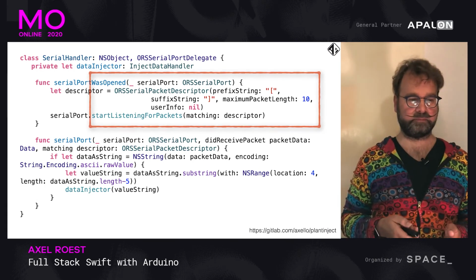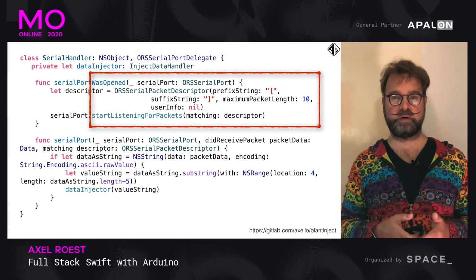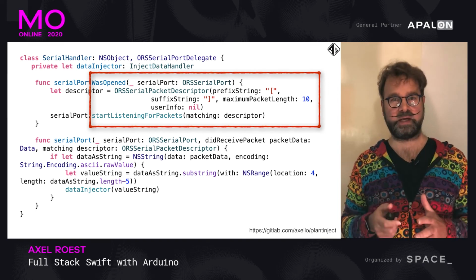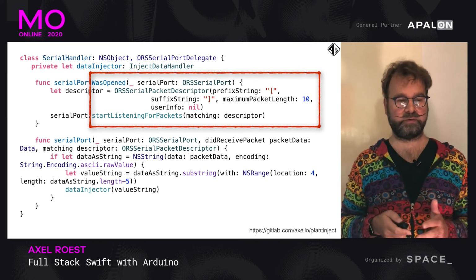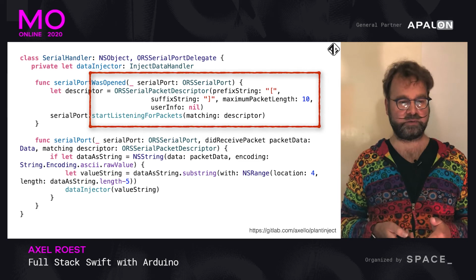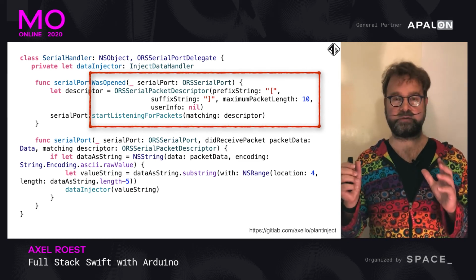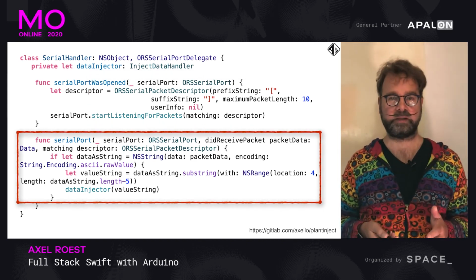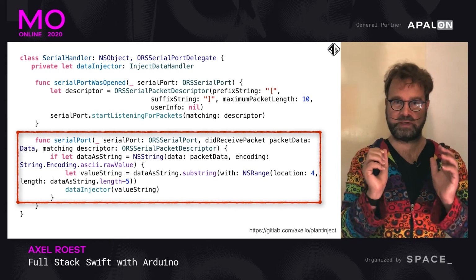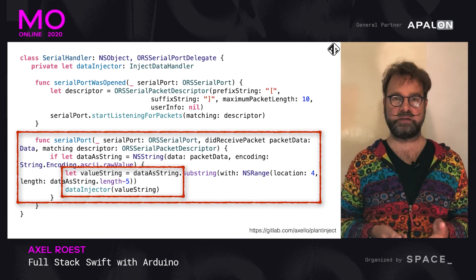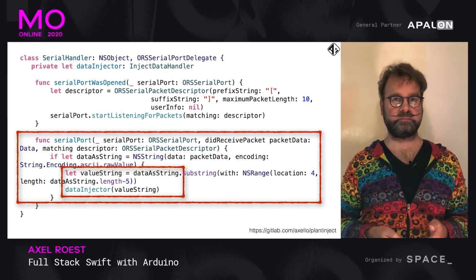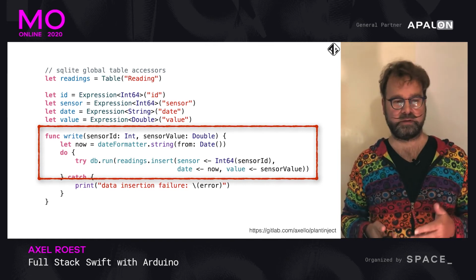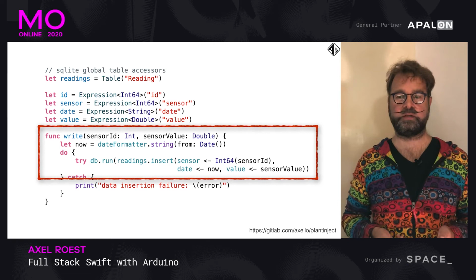And the serial handler uses a nice package that I found called ORSSerialPort. And ORSSerialPort has a feature where it can scan for packets in your data stream, in your serial stream. So here you see a prefix string and a suffix string. And when it encounters those strings, it calls the delegate method didReceivePacket, and it gives you the string that it found, which you can then directly insert in your data injector. And then the data injector calls the SQLite write routine to insert it into your database.